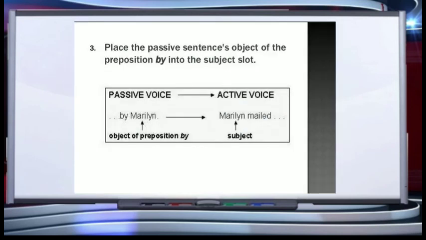Next, place the passive sentence's object of the preposition by into the subject slot. That is, the object of the passive becomes the subject of the active. That is, by Marlon in the passive voice, Marlon becomes the subject in the active voice.